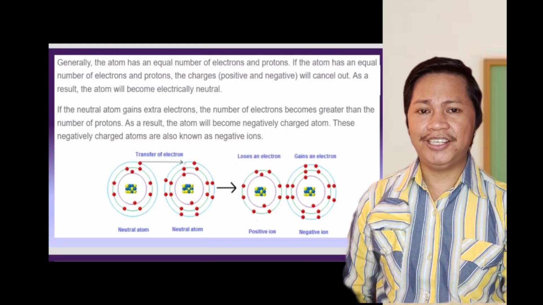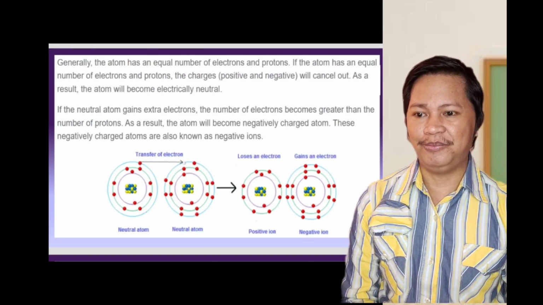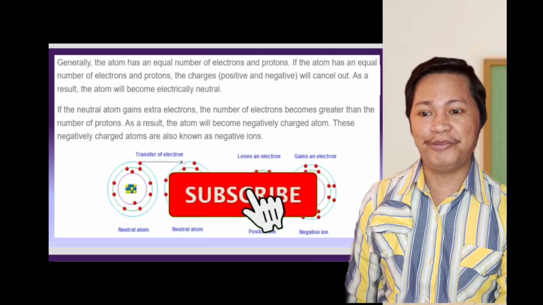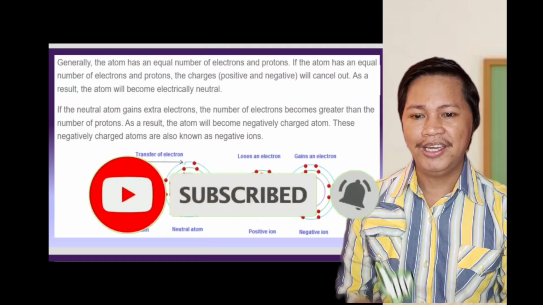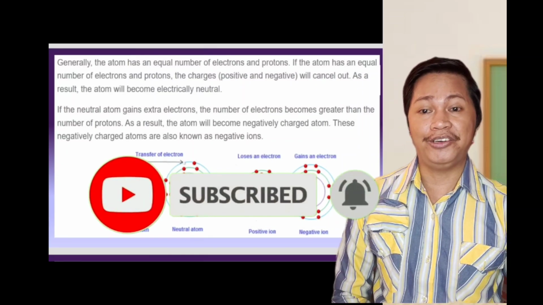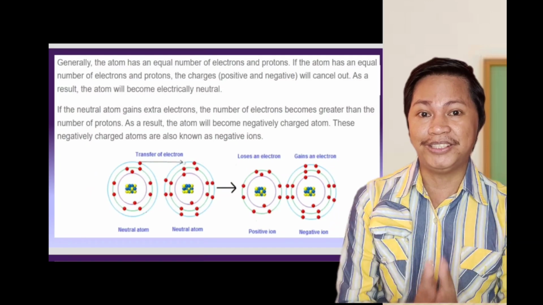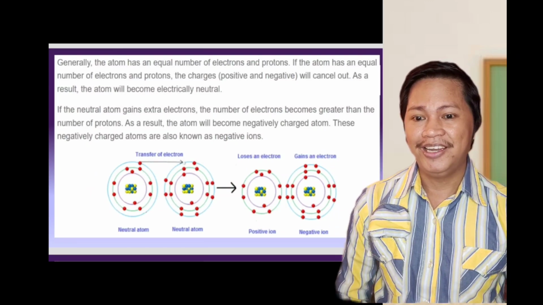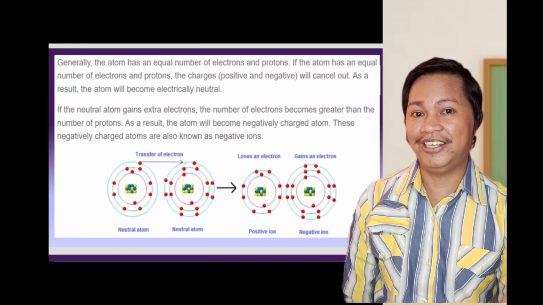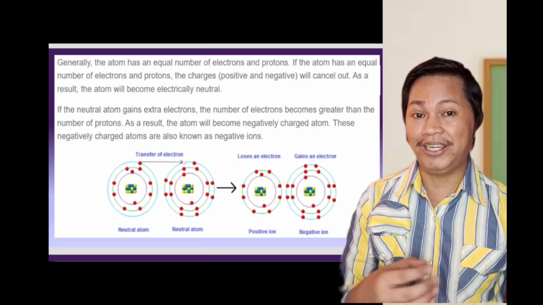Okay, so the question now is, paano nga ba naging neutral ang isang atom? So generally the atom has an equal number of electrons and protons. If the atom has an equal number of electrons and protons, then the positive and negative charges will be cancelled out. The reason why it becomes electrically neutral, or naging zero siya.